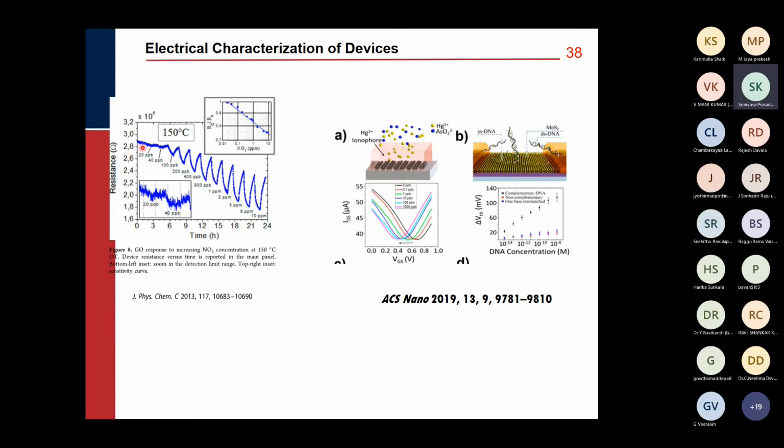Now you can actually see what happens if I do a direct resistance measurement with time. So here, for example, this is graphene oxide, and that is measured in the presence of NO2, that means nitrogen dioxide.